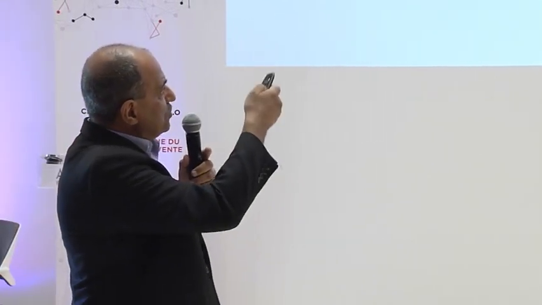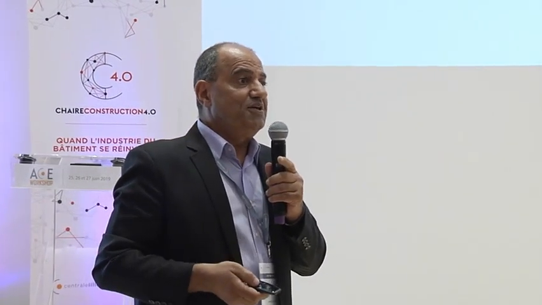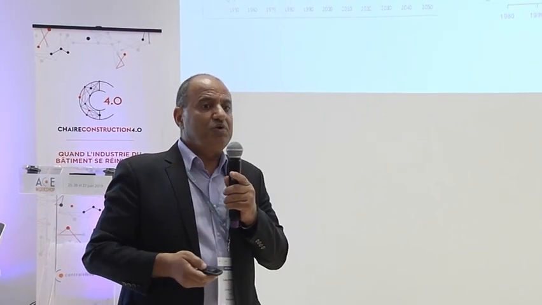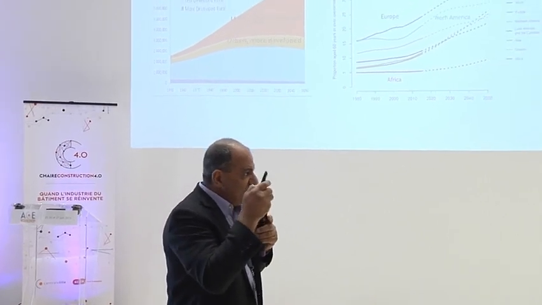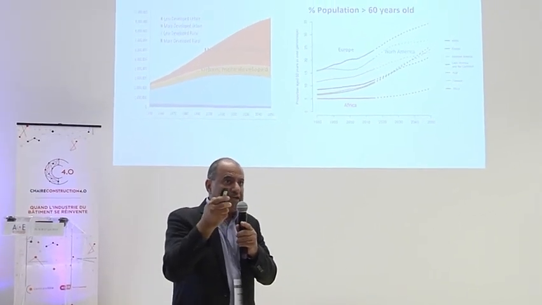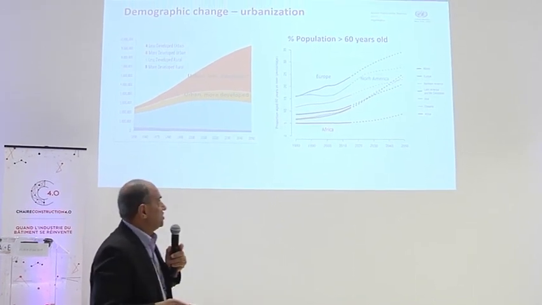Another thing which is very important is this question of population aging. If we look at population aging and its evolution, in Europe or North America, developed countries, we can see that we will reach about 35%. It means 1 over 3 will be more than 60 years old. And when we speak about this, it means that we need specific adaptation of our infrastructure, of our buildings, and so on for this population.